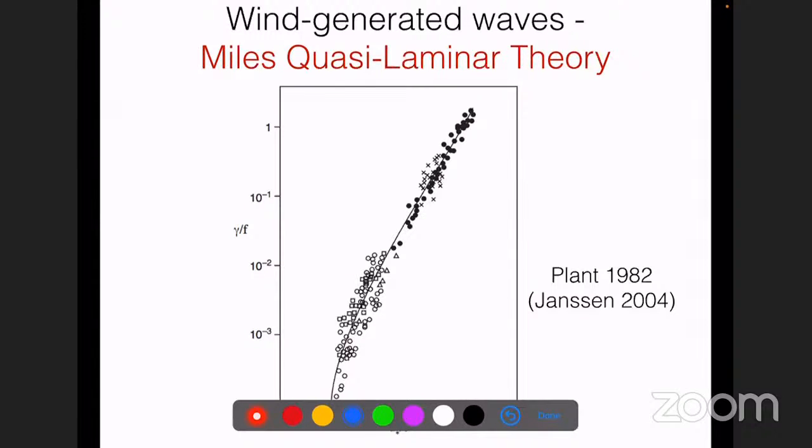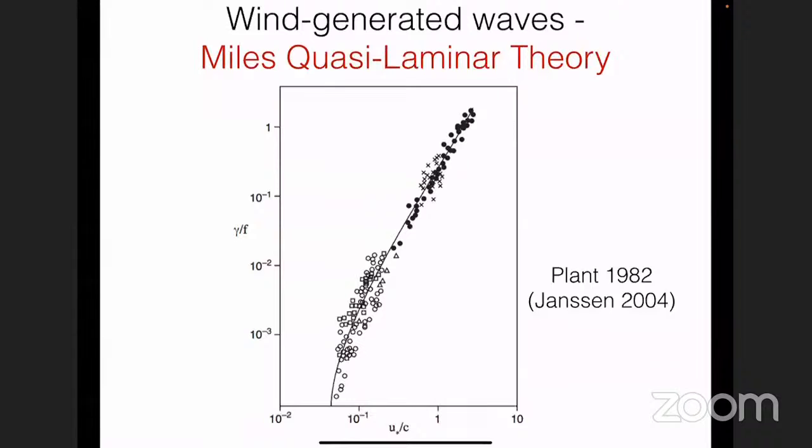But what you have here is a classical plot from a paper by Plant in 1982, where you have the wind speed scaled by the speed of the instability and the growth rate scaled by the frequency, plotted based on Miles. So this is the Miles growth rate, and the scatter that you see all over is what you get from different sets of experiments.